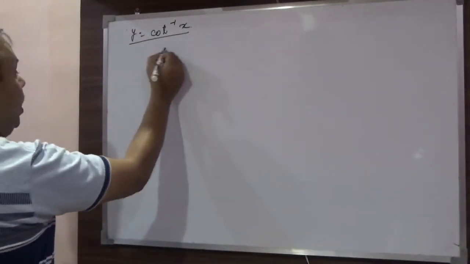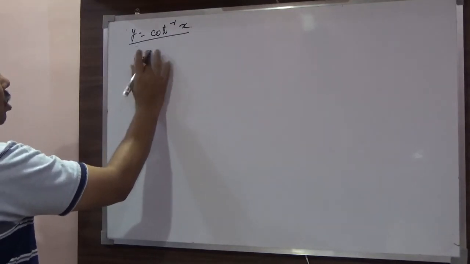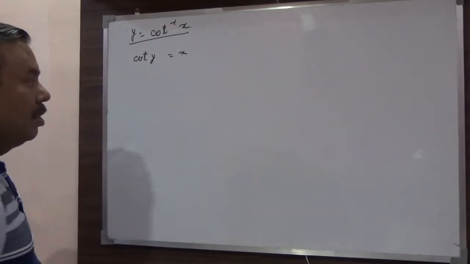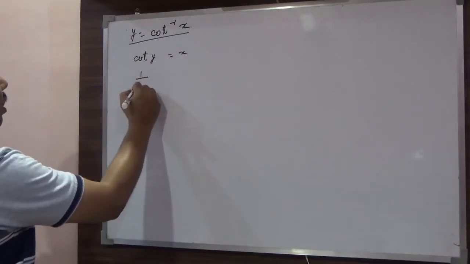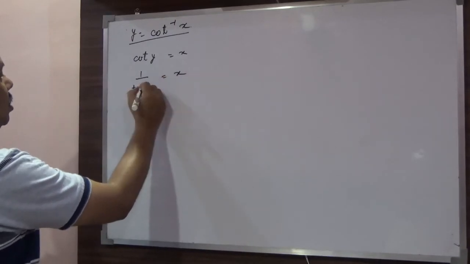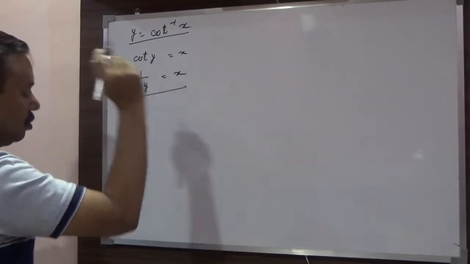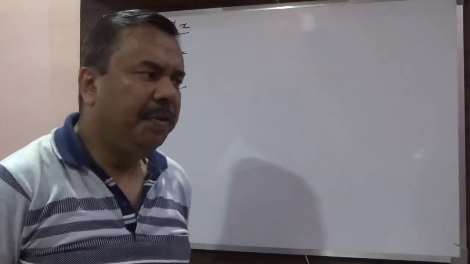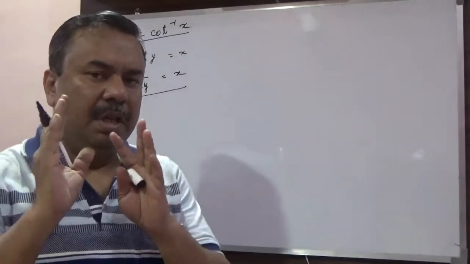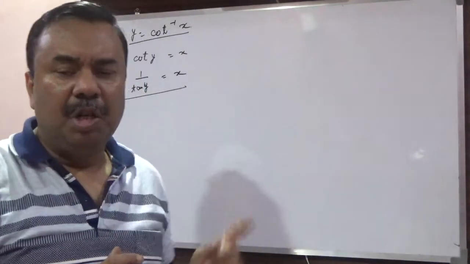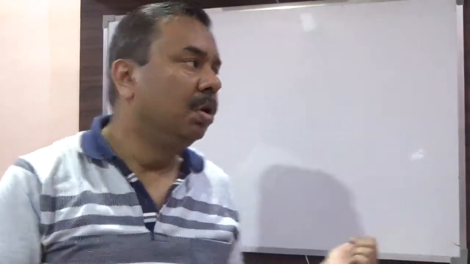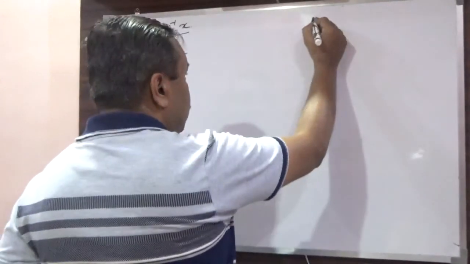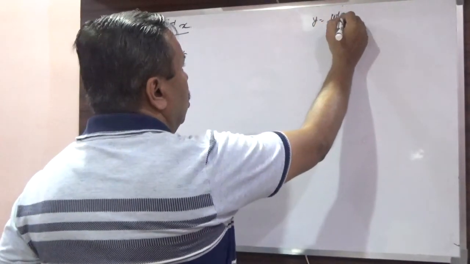So this will mean that cot y is equal to x, or 1 by tan y is equal to x. Okay. Similarly, first you recall the concept what you have studied in class 11, how the graph was made. First I will recall when y was equal to cot x.